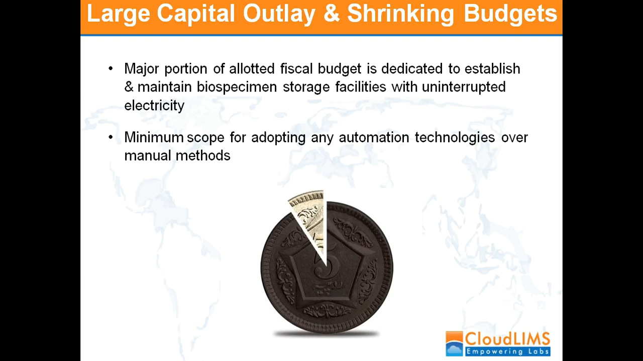Suppose the challenges of electricity. Most of the liquid nitrogen factories are established near the metropolitan city. Infrastructure is not good, so transportation is expensive. Accessories which are used in biobanks are also expensive. So a major portion of the allotted fiscal budget is dedicated to establishing and maintaining the biospecimen storage facility with uninterrupted electricity. And due to this reason, there is minimum scope for adopting any automation technology over manual methods for recording and capturing information.